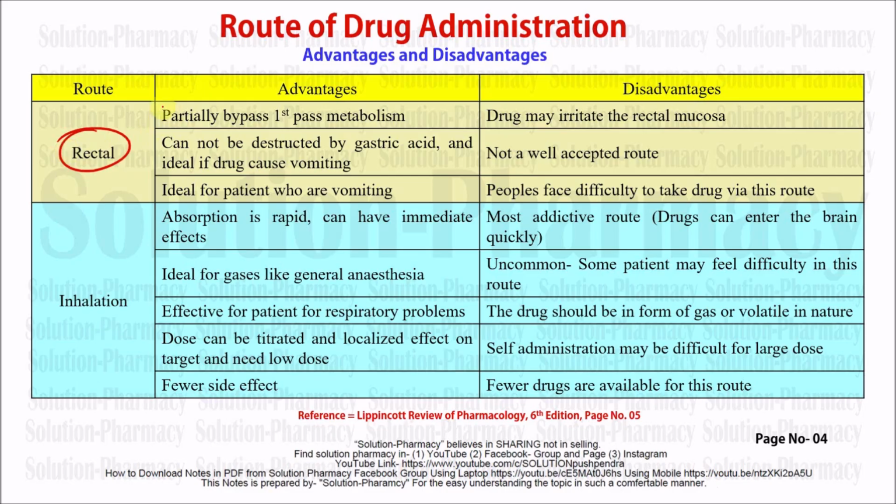This route will partially bypass first pass metabolism and cannot be destroyed by gastric acid because it is not given through the oral route and it will not reach the GIT or stomach. So this is safer from gastric acid and ideal if the drug causes vomiting. This can be given if the drug is causing vomiting. Next, ideal for patients who are vomiting. If a patient is continuously vomiting, he or she may vomit out the drug. That is why this route of drug administration will be beneficial, because vomiting will not affect the action of the drug via this route of drug administration.